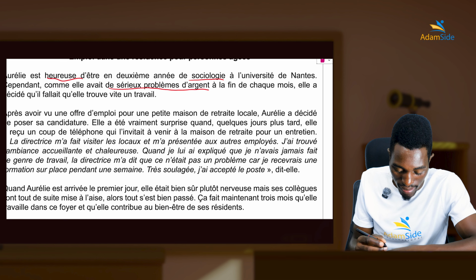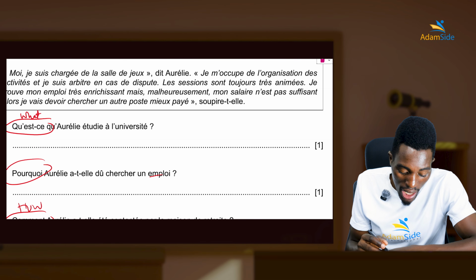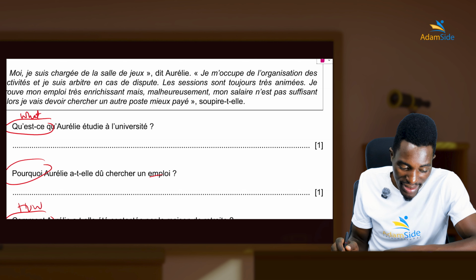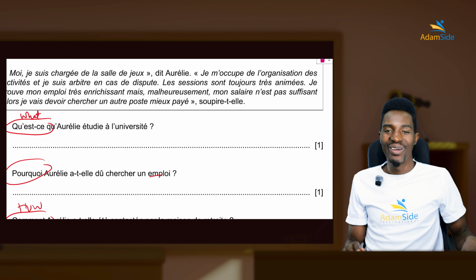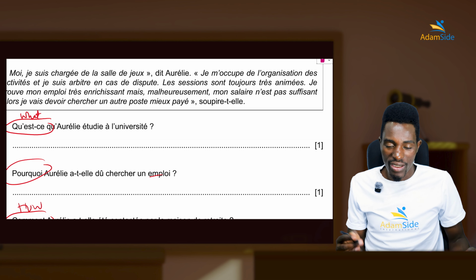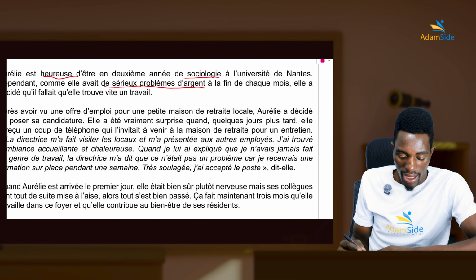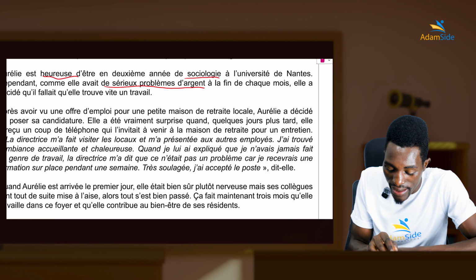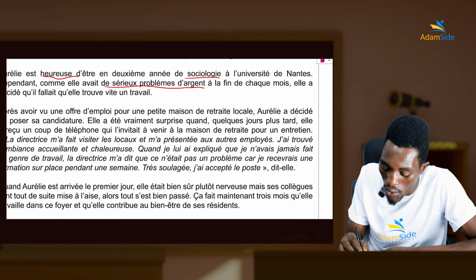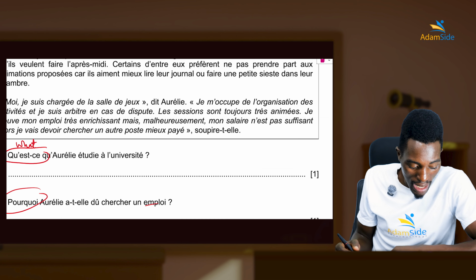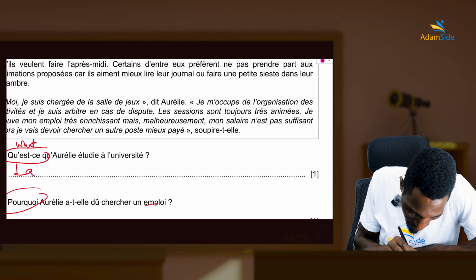So let's go to the question. Question 1 and the answering. Qu'est-ce que Aurélie étudiait à l'université? I think we can all remember that. What was Aurélie studying at the university? If we get back to the text, we can get an answer. Aurélie était d'être en deuxième année de sociologie, à l'université de Nantes. Alors, Aurélie fait la sociologie. So, the answer is la sociologie.